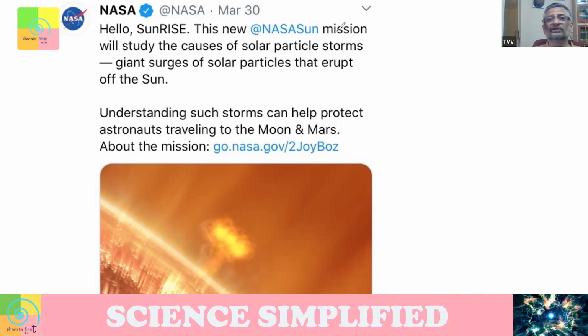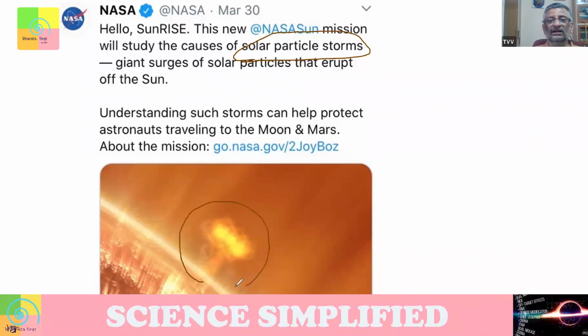So what is a solar particle storm? Sometimes on the surface of the sun there are eruptions. Something like, for example, when you are burning wood, suddenly you will find a piece of flame flying away, right? In the same way, on the surface of the sun also there are some eruptions. When that eruption happens, a large number of charged particles will be spewed into space. So there will be a surge of these particles called solar wind. The wind will become a storm. Normally there will be wind, but that wind will become a storm.